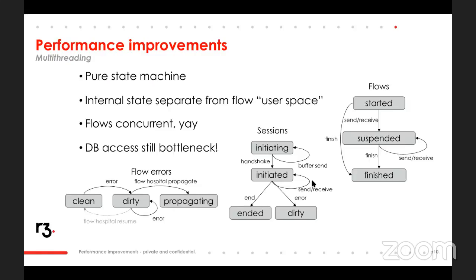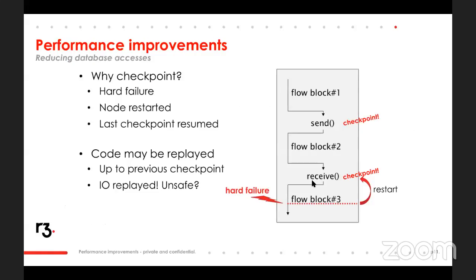So this is great. Once we do this, we can run flows concurrently. However, the database access will still be a bottleneck. And in general, we want to somehow reduce database accesses. So again, why do we checkpoint? We do it because if a hard failure happens, like somebody plugs out the power supply or something, we still want to be able to restore the state of the flows in a consistent and reliable manner.